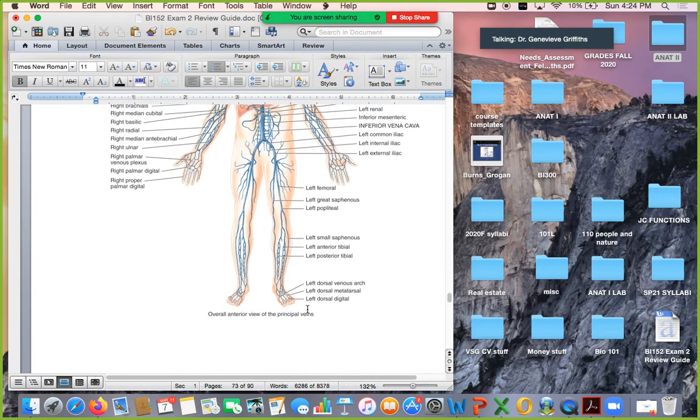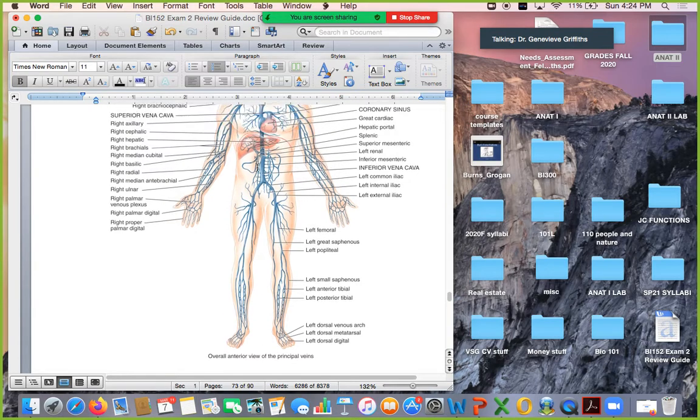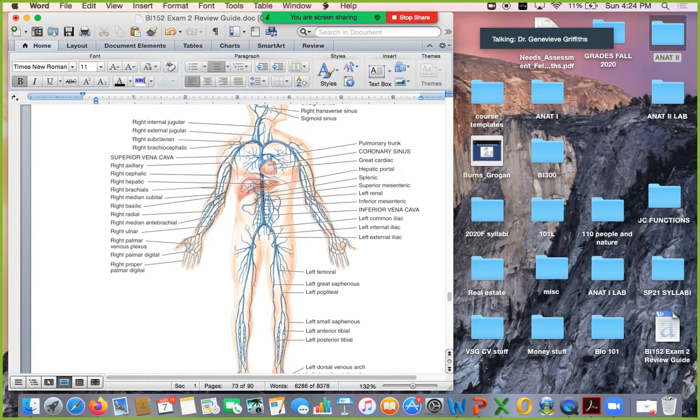Okay, I'm going to start with the toes. The dorsal digital drains into the dorsal metatarsal, into the dorsal venous arches. We also have the posterior tibial and the anterior tibial, which drain into the popliteal. We also have the small saphenous, which drains into the popliteal. We also have the great saphenous, which drains all the way up into the femoral. So basically, the lesser saphenous drains into the popliteal, and the great saphenous drains up into the femoral. The popliteal reaches up into the femoral, which drains up into the iliacs, and those iliacs are then going to reach the vena cava on the way up, right?